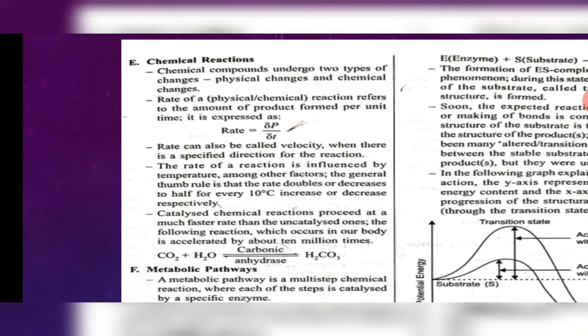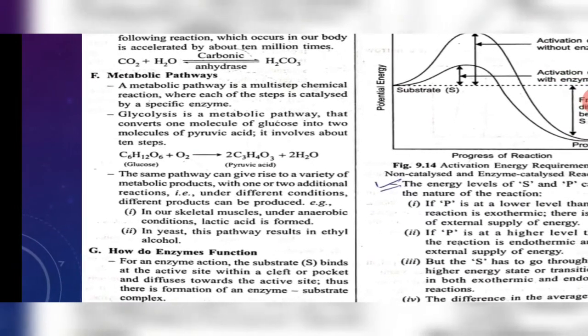Double up हो जाएगा अगर temperature 10 degree Celsius reactions proceed at a much faster rate. For example, carbon dioxide and water का conversion in the presence of carbonic anhydrase into carbonic acid is accelerated about 10 million times in the presence of this enzyme. So it accelerates the reaction, it increases the velocity.